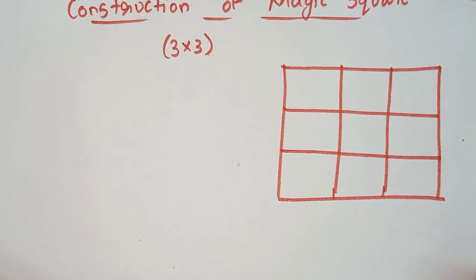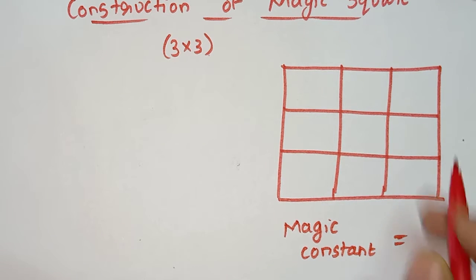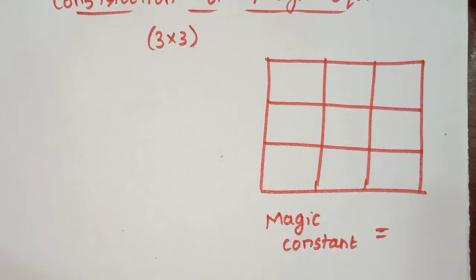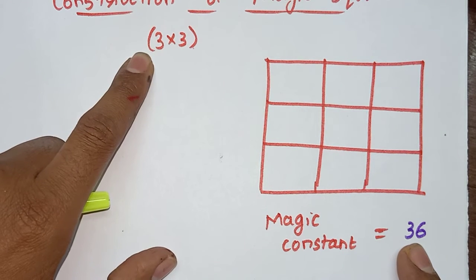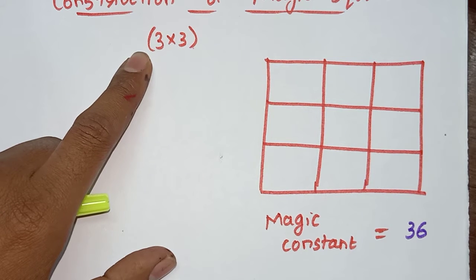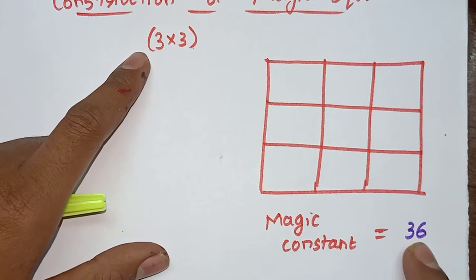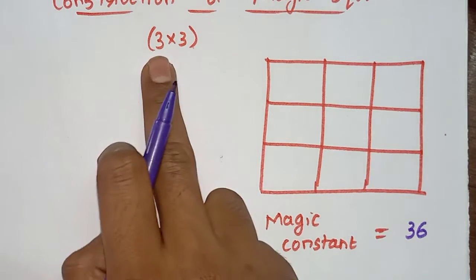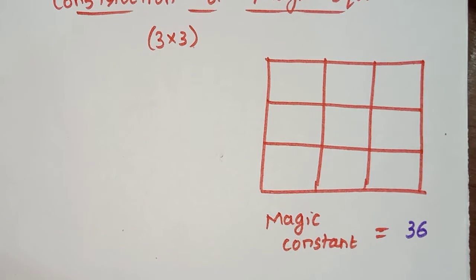For that, first of all we need to decide the magic constant. As I told you, the magic constant is the value you get on adding the rows, the columns and the diagonals. For this 3 by 3 magic square, it will be very easy if I take a multiple of 3. Let's say, for example, I take the magic constant as 36. Why 36? Because 36 is divisible by 3. Instead of 36, if you take 42, then also it is divisible by 3. If you take 30, then also it is okay. But it should be a multiple of 3.